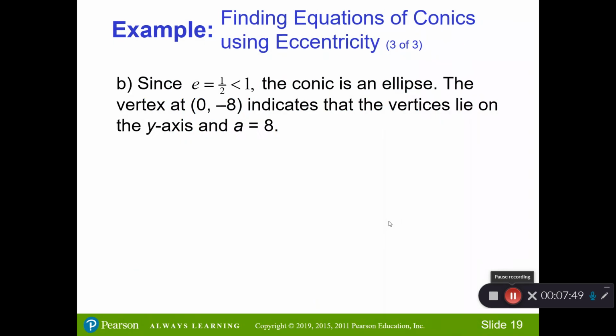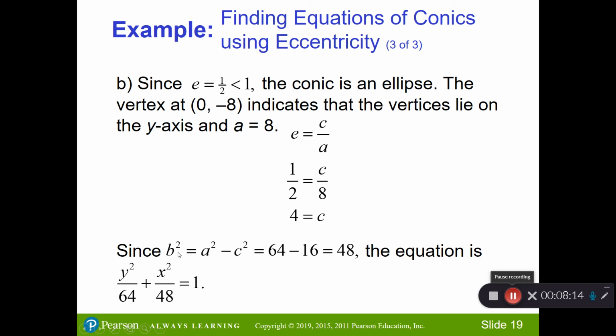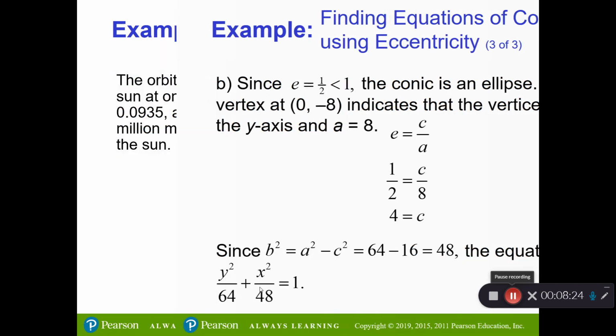Now the second one we said was an ellipse because the eccentricity was less than 1. And the vertex at 0, -8 is the a value because our distance from the center to that vertex from 0, 0 to 0, 8 would be 8. So again, plugging in, this time the eccentricity is a half. The a is 8. We can solve for c. We get c is 4. Use that to find b, given our equation b squared equals a squared minus c squared. And so plug in, there's our equation of the ellipse.